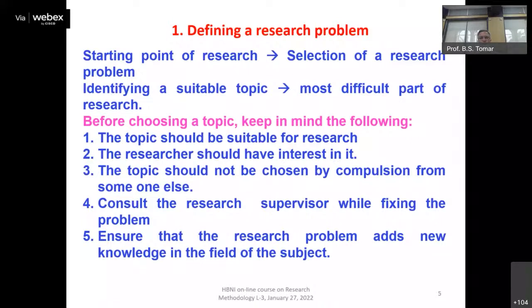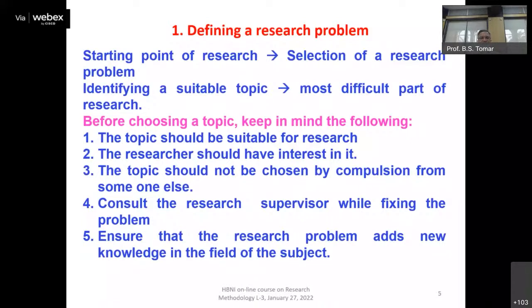Then topics should not be chosen by compulsion from someone else. So you have been told this is the problem you have to work on. You don't feel compelled because it is a PhD problem. If it is a departmental program, then it is fine. But if it is your PhD problem, you have to think freely whether you are interested in pursuing this work. In most of the cases, your supervisor will be giving you a good problem. So consult your supervisor while fixing such a problem.